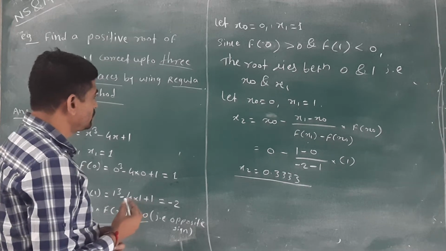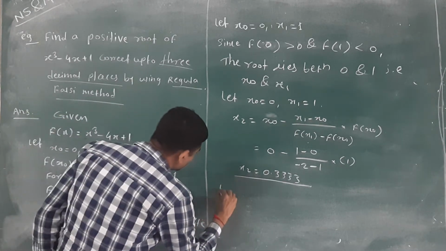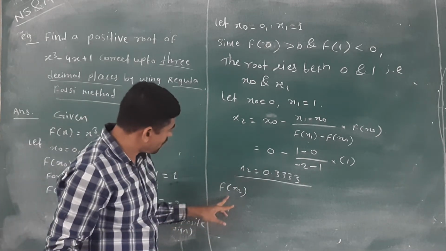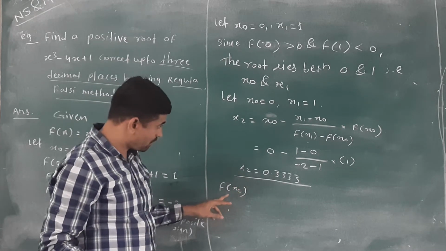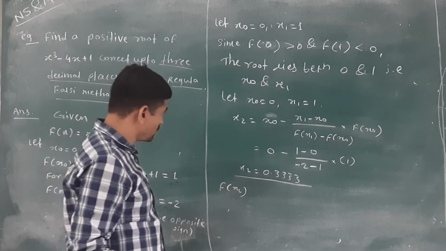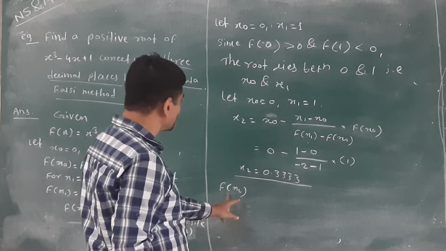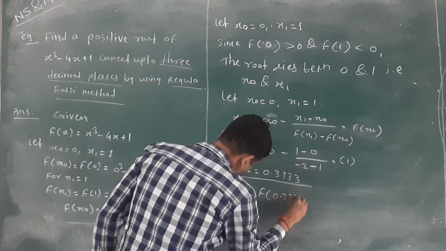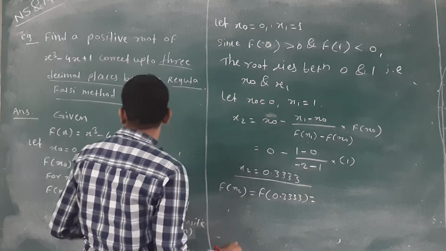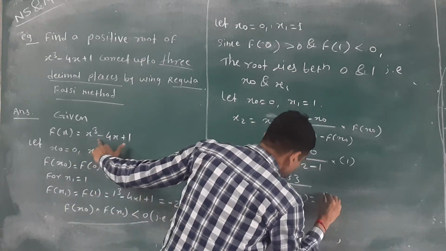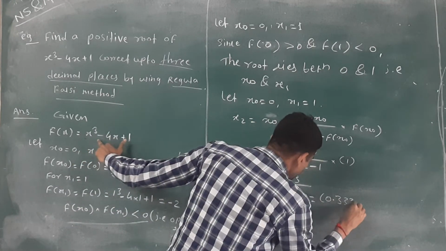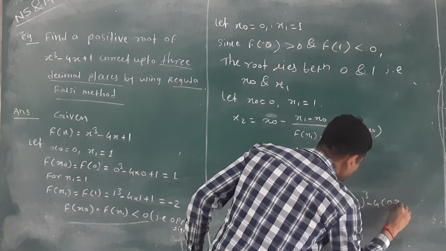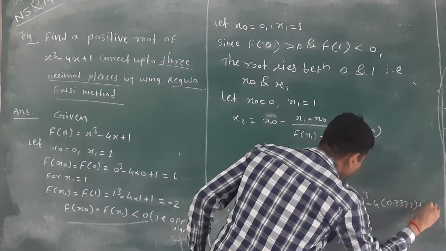Then you have to check whether f of x2 is positive or negative. Once you have calculated x2, you have to check whether f of x2 is positive or negative. How to check? I will write f of 0.333 is equal to, what is the function? x cubed, so 0.333 cubed, minus 4 times 0.333, plus 1.